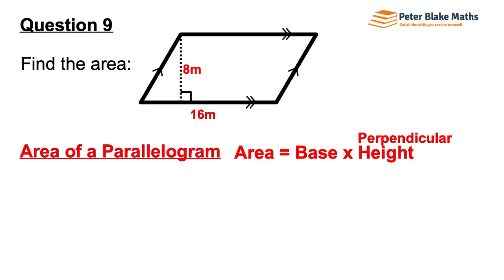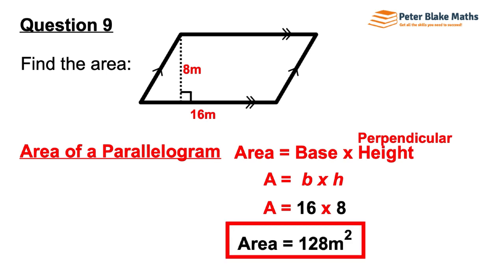It's got a formula of the area equals the base times the perpendicular height. So we'll look and we'll see that the base looks like it's 16 meters and the perpendicular height looks like it's 8 meters. So area equals base times height, and here we've got 16 where we'll put straight under the B for base, and we've got an 8 that we'll put straight under the H for perpendicular height, and we'll multiply that out. So we get 128.